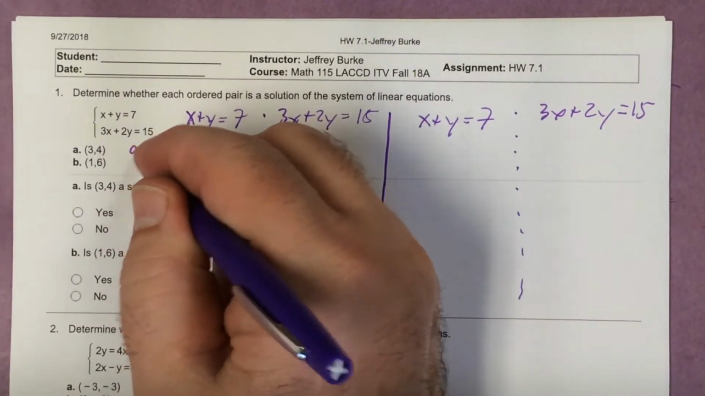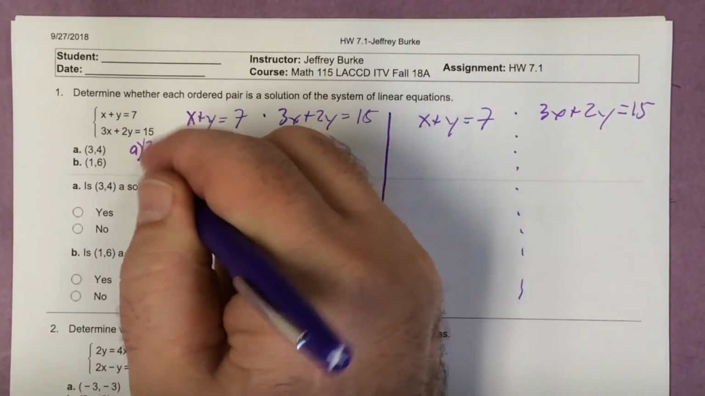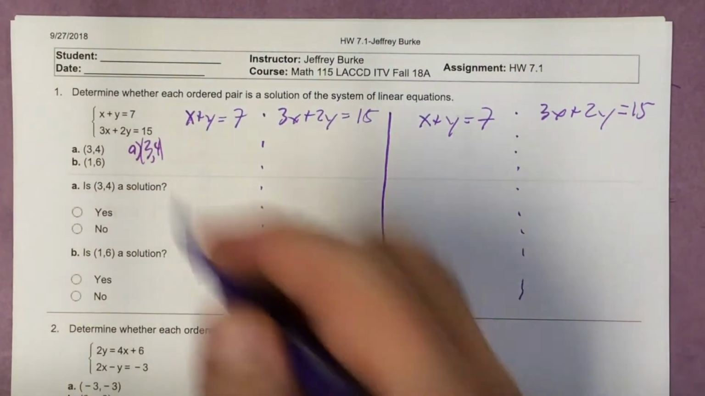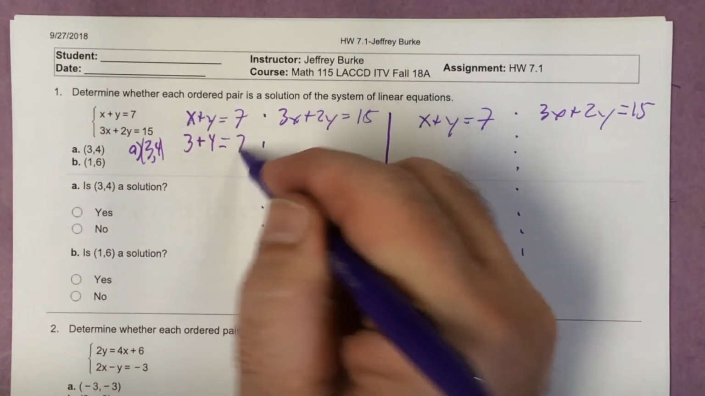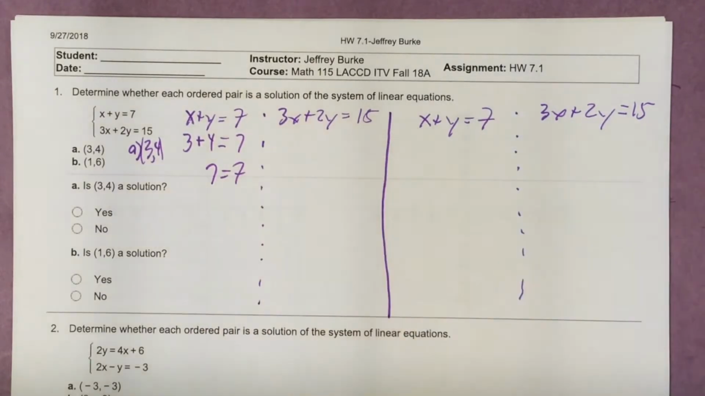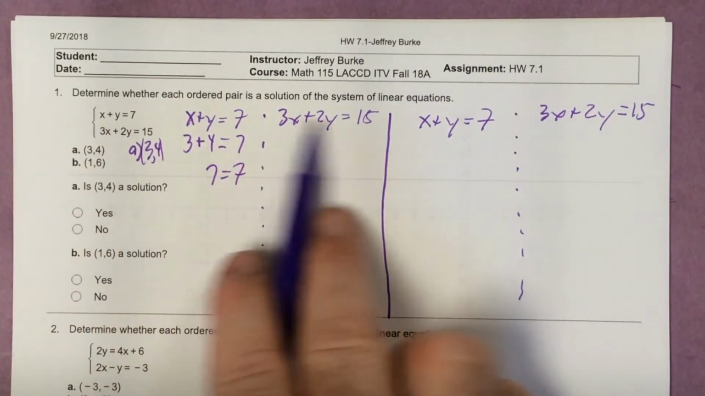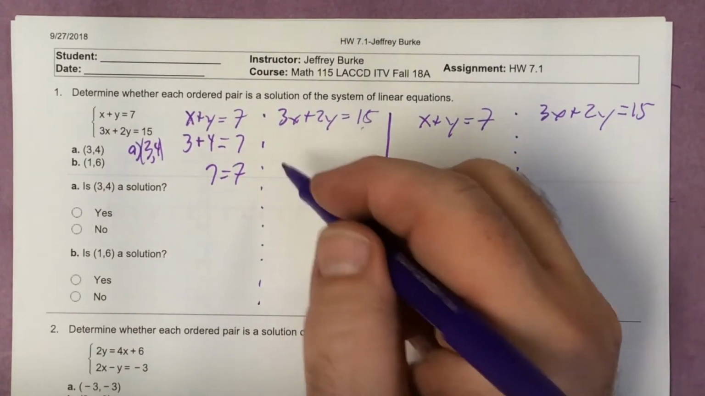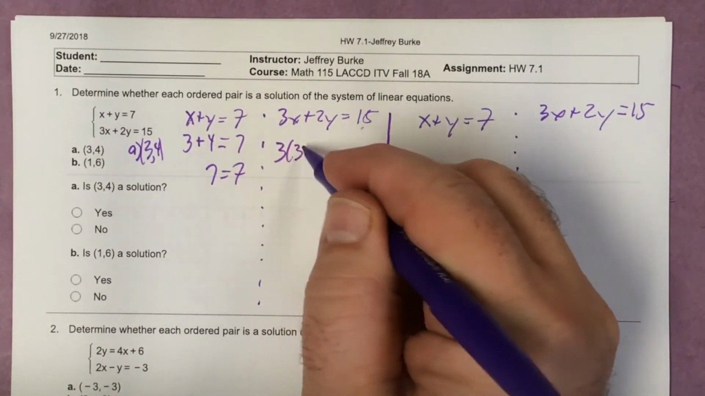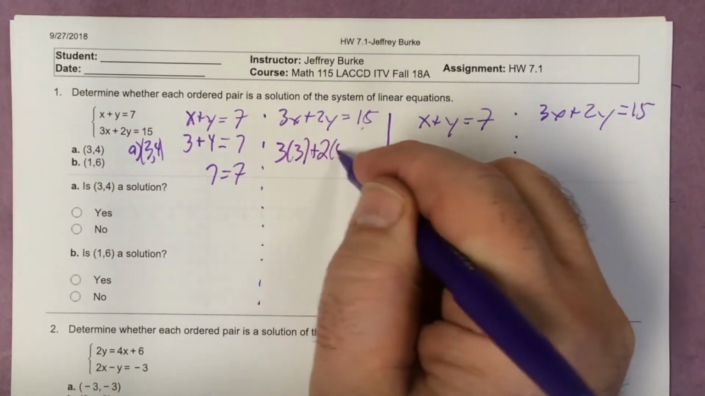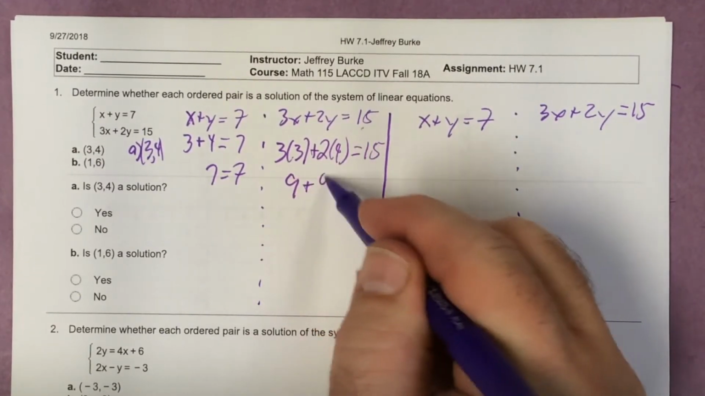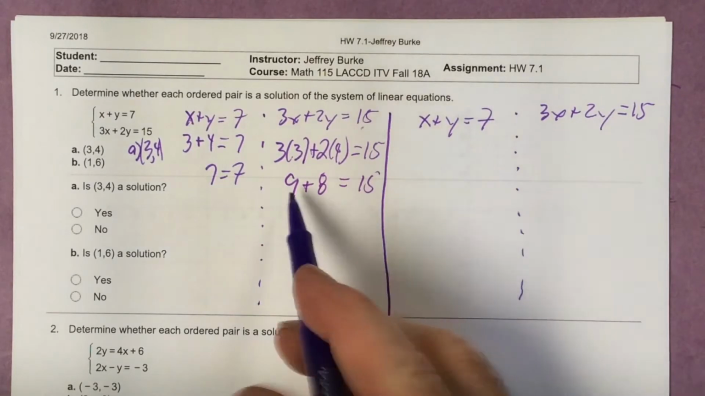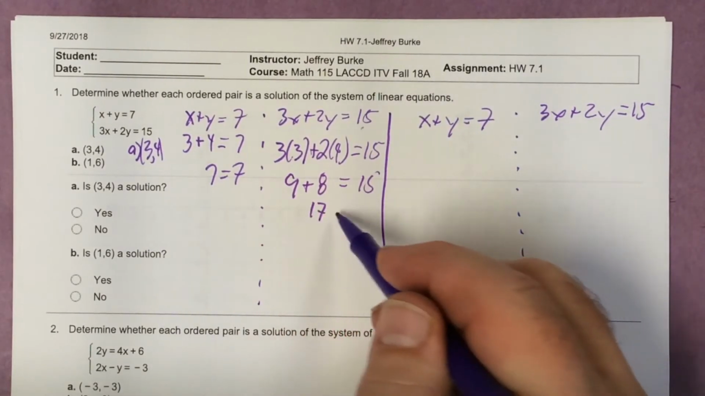So for this first point, we're going to consider 3, 4 here. That means x is 3 and y is 4. So if we put 3 here and 4 here, well, 3 plus 4 is 7, or 7 equals 7. Well, that seems to work. We now want to check to see, when we put 3 and 4 in here, if we get this equal to 15. So this is going to be 3 times 3 plus 2 times 4. This gives us 9 plus 8. And we see that 9 plus 8 is equal to 17.